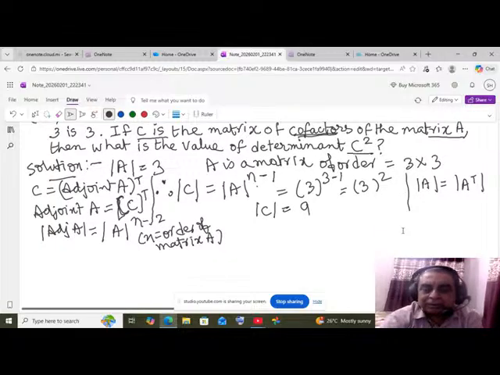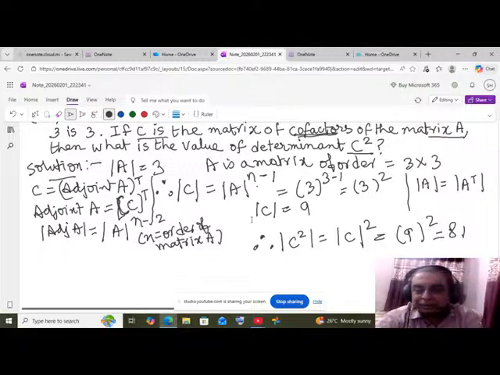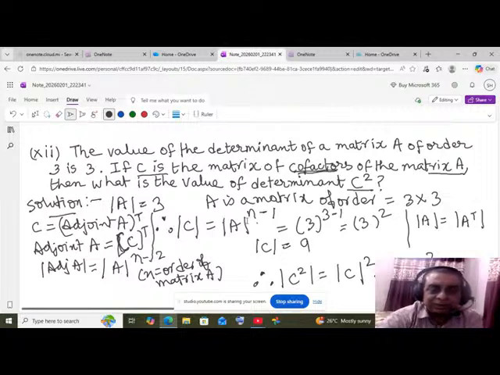So what will be the value of the determinant of C squared? That will be the same as the determinant of C whole squared. The determinant of C value is 9, so it will be 9 whole squared, which is 81. So the determinant of C squared will be 81. Which is the correct choice?